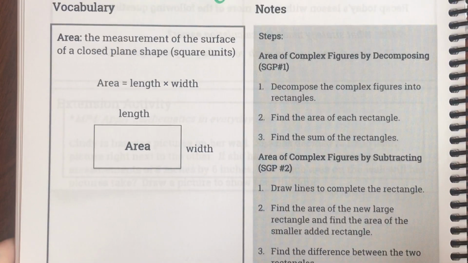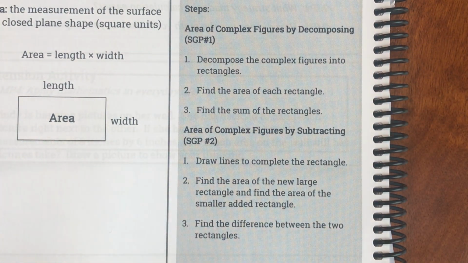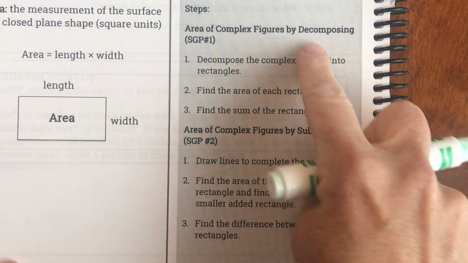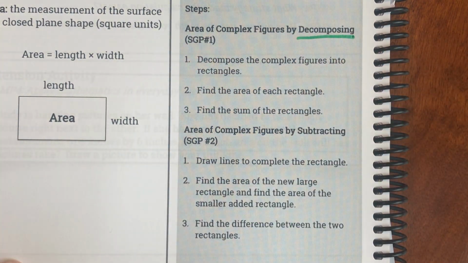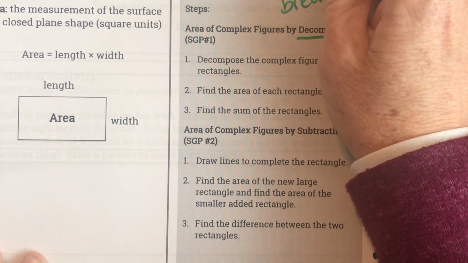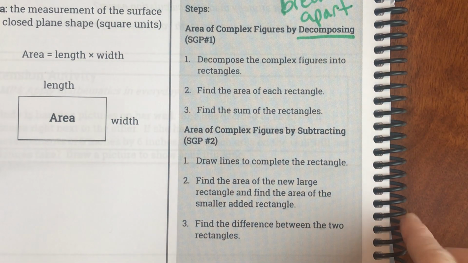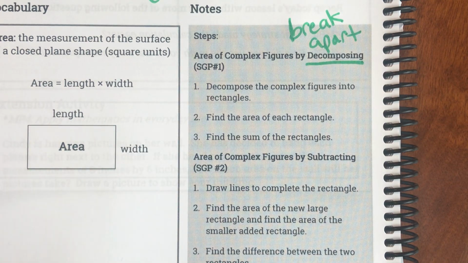Okay, what we need to remember is we're still going to always use our formula. Our formula is area equals length times width. We do have some steps today that we're going to look at. We're going to be doing two different types of problems, so they gave us two different types of steps. So one of the steps says if you're finding the area of complex figures by decomposing. I just want to remind you that decomposing means to break apart.